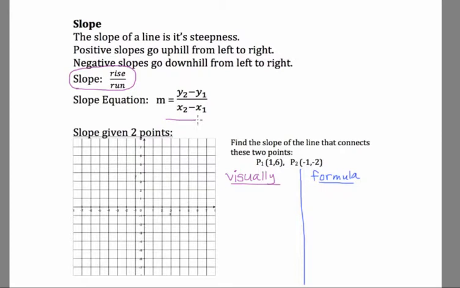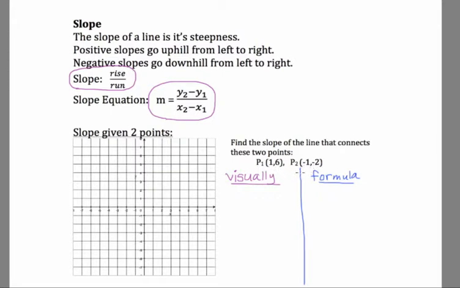Here's a slope equation that gives the slope of the line given 2 points. I'll show how to use that equation in a bit. Find the slope of the line that connects these 2 points. Point 1 is (1, 6), and point 2 is (-1, -2).